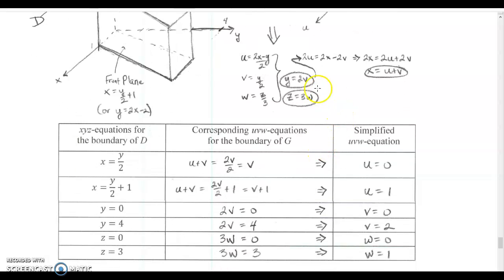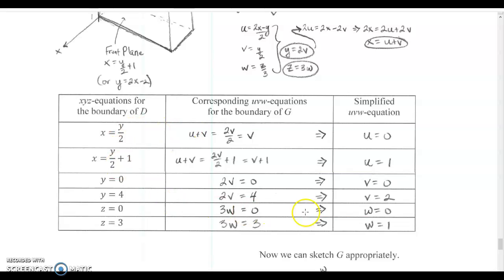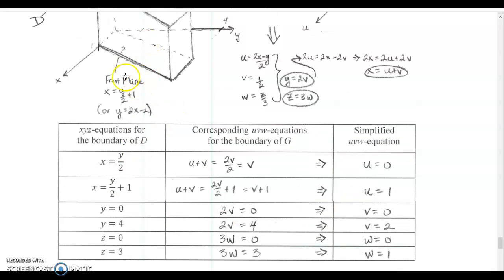Once I have those substitutions, I will need the Jacobian, but I typically like to figure out what the boundary equations should be first. For the back plane, x equals y over 2, that means u plus v equals 2v over 2, so u plus v equals v. Simplifying that, I get u equals 0. For x equals y over 2 plus 1, I just have a plus 1 here, so u plus v equals v plus 1. The v's cancel, which gives me u equals 1.